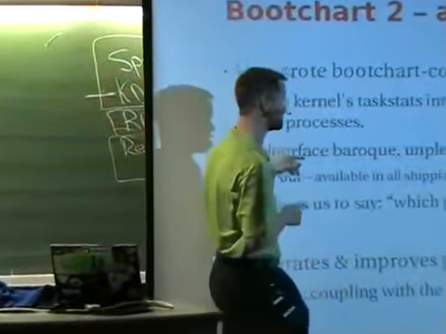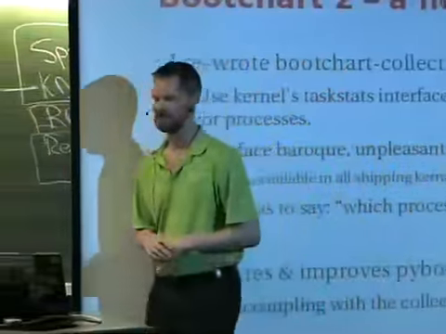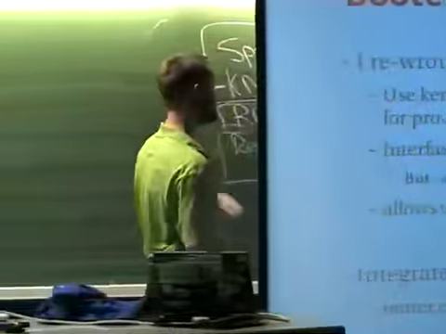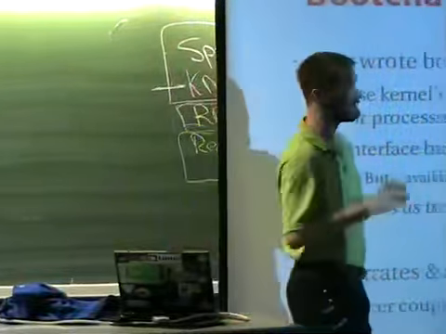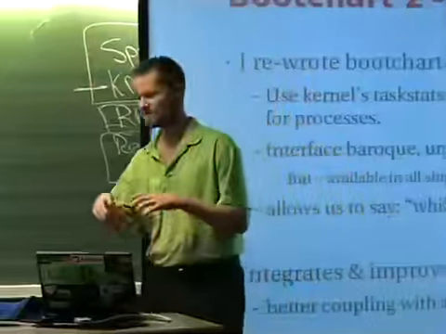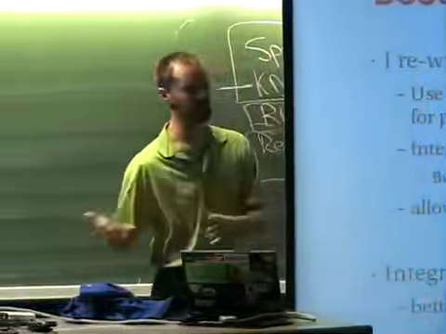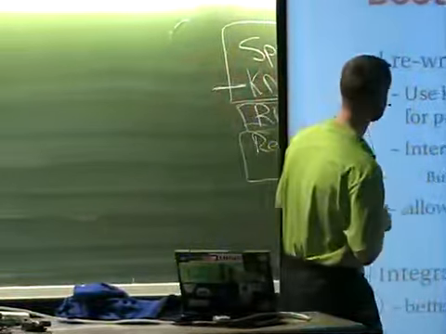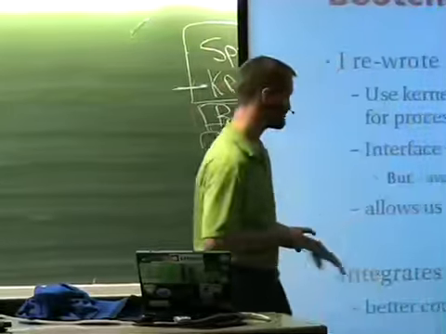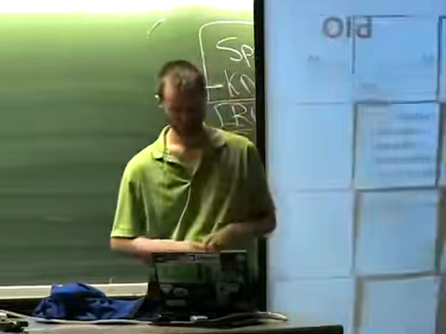And that's great. Task stats is on in virtually every kernel, except in Intel's Moblin, where virtually everything is turned off, just in case it's useful. So it allows us to say which processes use how much CPU. In the original boot chart, you could say something seemed to be busy at this kind of time, but not how much CPU was used by that process. So we can now answer that question. And bootchart2 also integrates PyBootchart GUI. It throws away the Java thing, and so you can have a much better coupling between those two beasts.